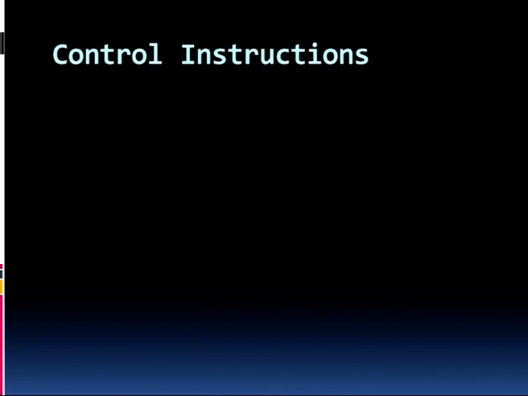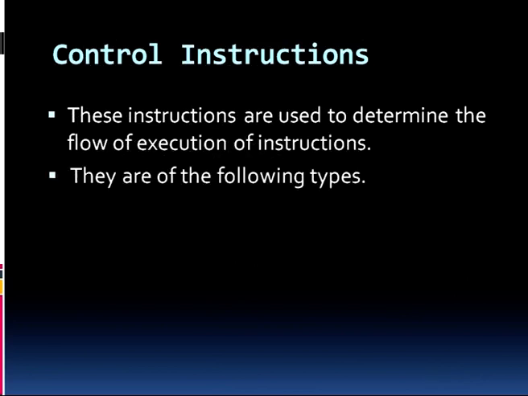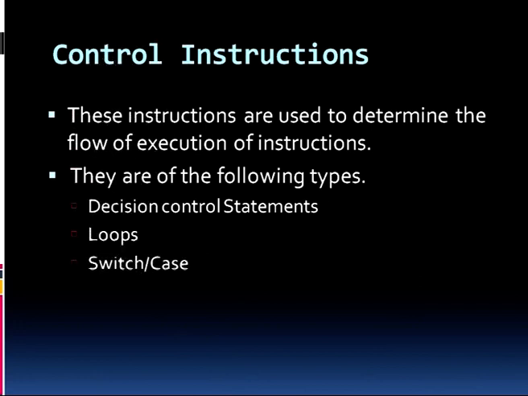Control instructions. These instructions are used to control the sequence of execution of instructions in a computer program. Control instructions are of the following types: sequential, decision control, loops, and switch case. We will discuss these types of instructions later on in detail.